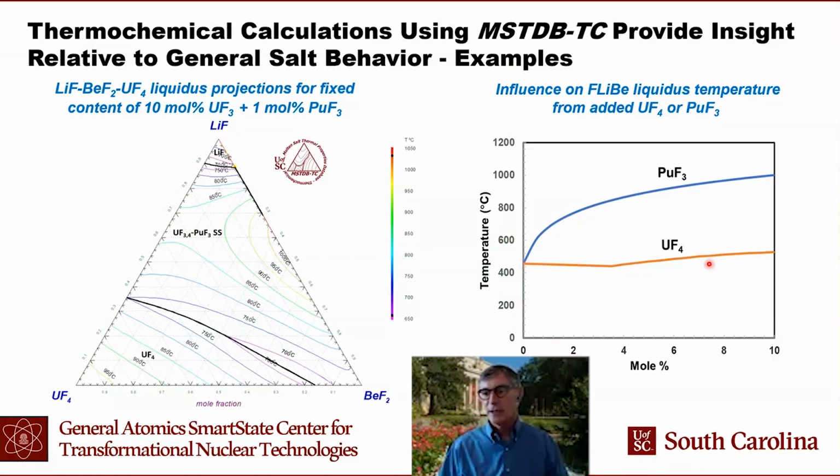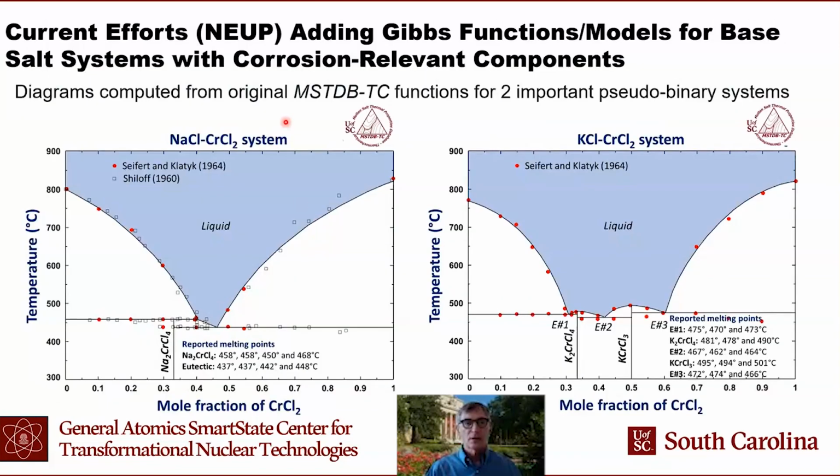So uranium tetrafluoride doesn't seem to have all that much effect on the liquidus temperature. Plutonium fluoride does. So a few percent of plutonium trifluoride will significantly change the liquidus temperature. And if you are here in your reactor, you're going to be precipitating plutonium fluoride. We're looking at corrosion systems.